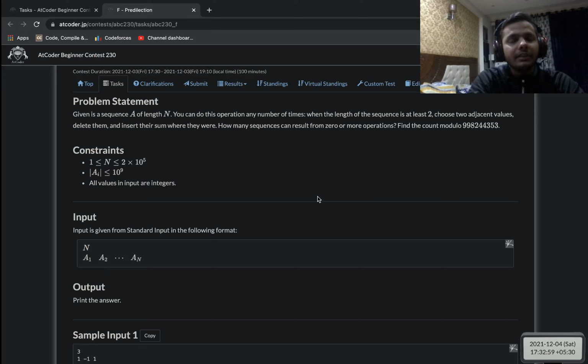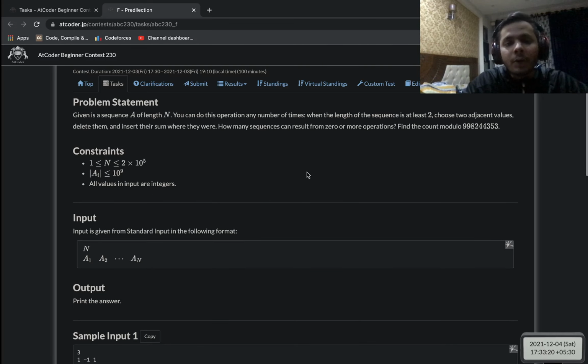So we are given a sequence A of length n, and we can do an operation any number of times. What we'll do is we'll choose two consecutive adjacent values in the sequence, add them, and replace those two numbers with their sum. This is a very standard operation. A lot of problems do this operation, but this is a very unique problem because we have to count how many distinct sequences can result by doing 0 or more operations.